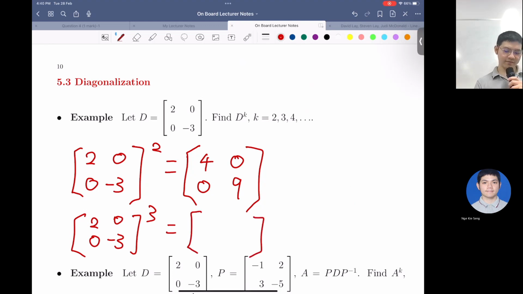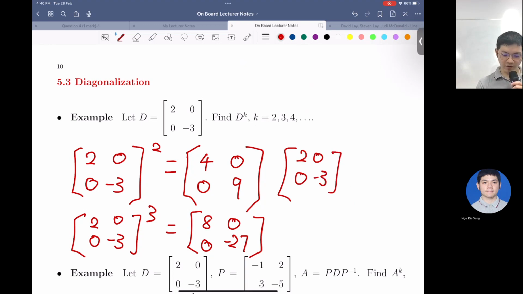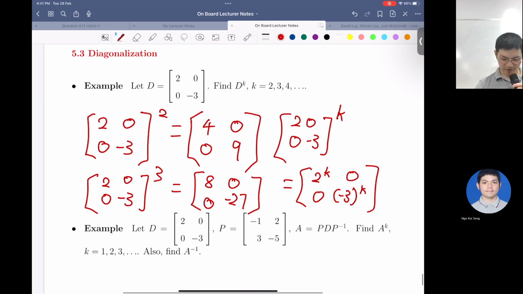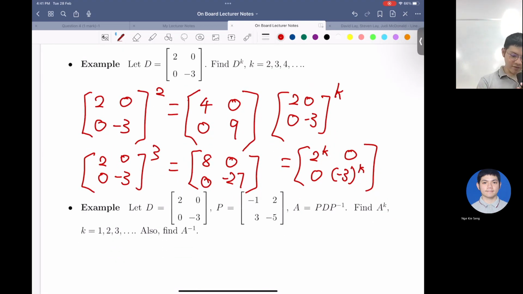What's D cubed? 8, 0, 0, 9. So you can really see that if you want to take the power of a matrix, what you do is really you take the power of the diagonal entries. So this makes matrix multiplication easier. You don't need to do column, row, column, row. You just take the product of diagonal entries. Okay, good. Then how about this one?